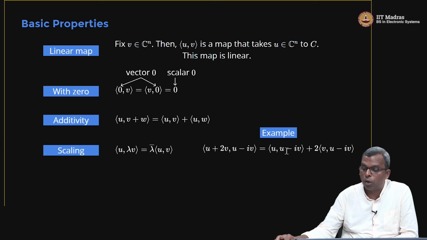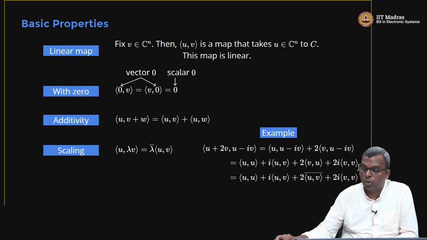Now, I attack the second argument. I have additivity in the second argument. So, I can write it as u comma u and then I have u comma minus iv. Now, this minus i is this lambda here. So, it will come out as lambda bar. What is minus i conjugate? It is i. So, it becomes plus i times u comma v, and then 2 times v comma u, and then the same 2 remains, but then v comma minus iv, this minus i will come out as a conjugate. So, it becomes 2i times v comma v.